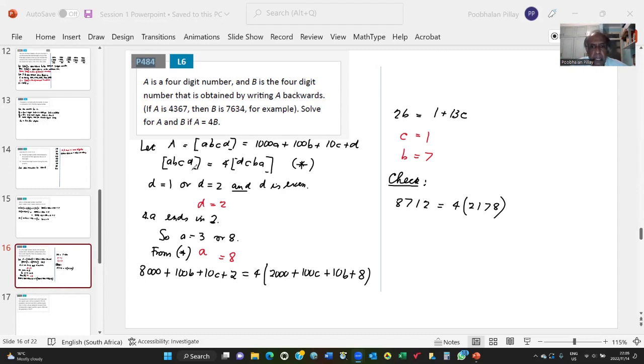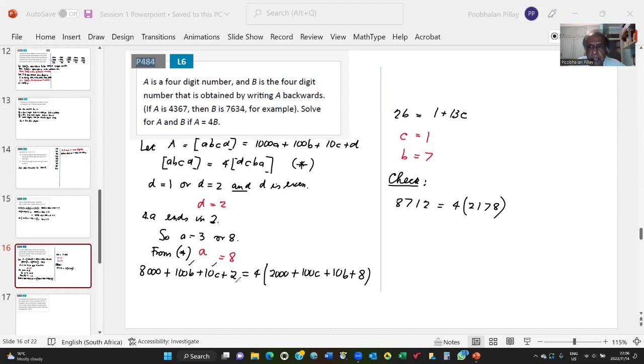And then we can write down our equation star, right? A is 8, sorry, A is 8. So this number here is 8,000 plus 100B plus 10C, and D we said was 2. And this is equal to 4 times. Now you're starting with 2,000, with 100C plus 10B, and here A is equal to 8. So you got an equation involving only B and C now, because we've got A and D.